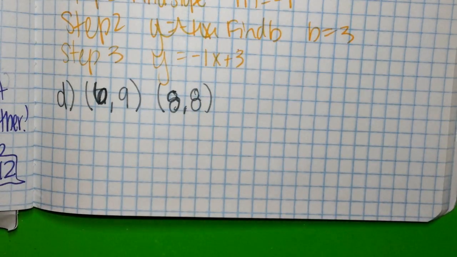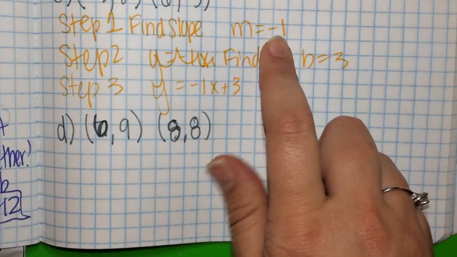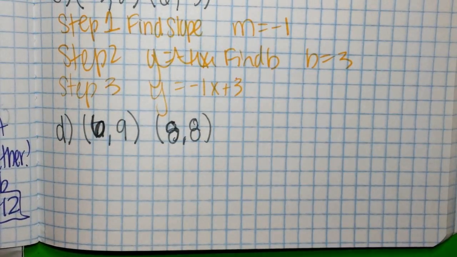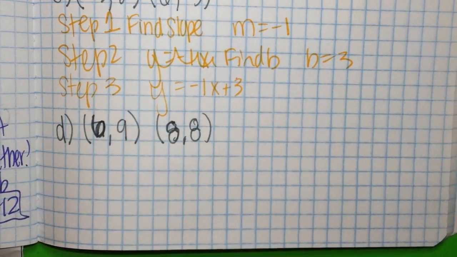Alright, so for this one, for C, I got m equals negative 1. I got b equals 3. And for step 3, I got y equals negative 1x plus 3 or y equals negative x plus 3. For this one, you're going to get a fraction, so get excited.